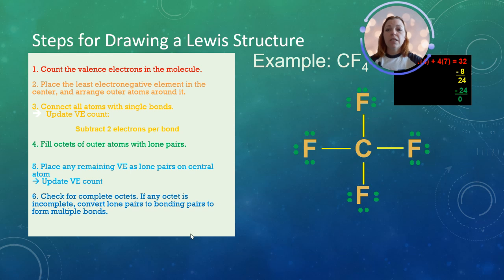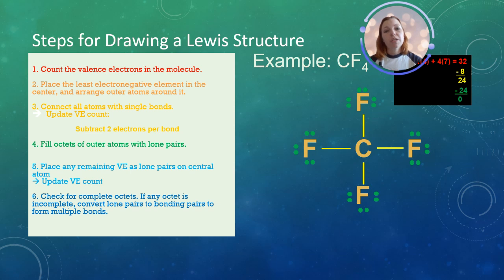And if any octet is incomplete, you convert lone pairs to bonding pairs to form multiple bonds. We don't need to do that in this case because all of our atoms have full octets. 2, 4, 6, 8 for fluorine, and then that repeats for all fluorines, and then your carbon has got 2, 4, 6, 8.